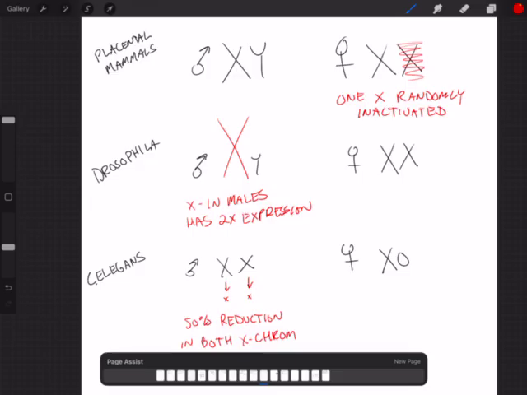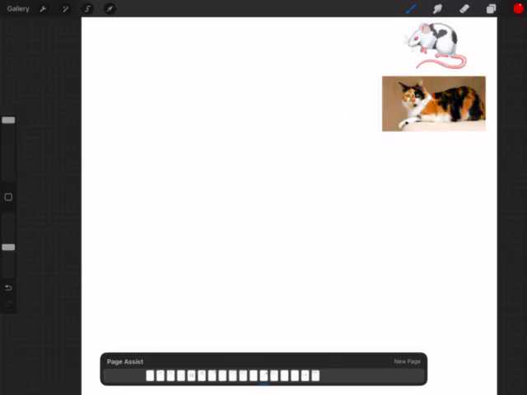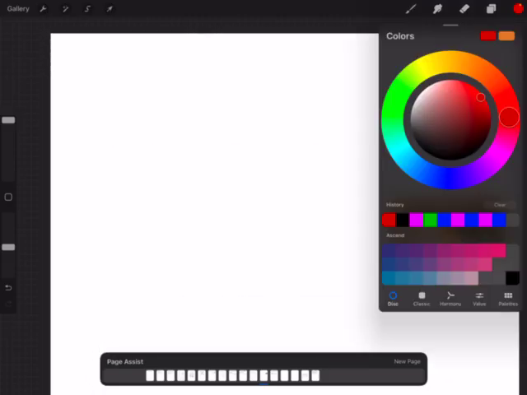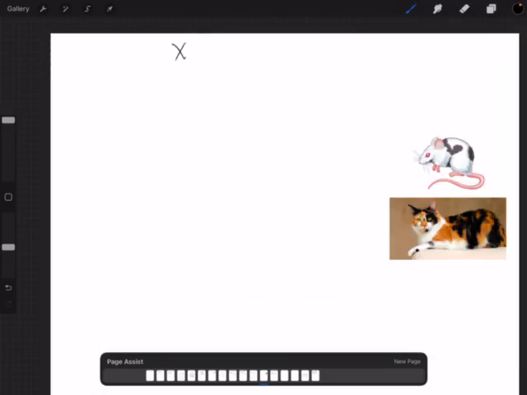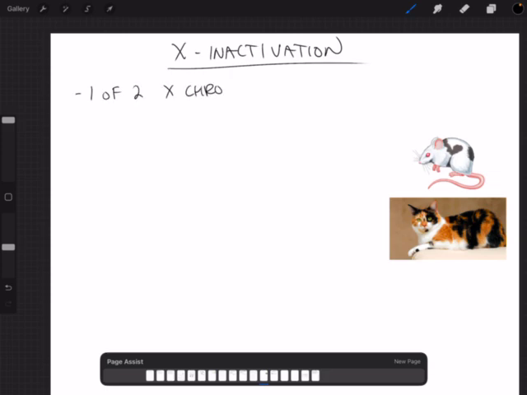We are going to take a deeper dive into X inactivation, since we are ourselves mammals. Okay, so this will be X inactivation. So here we have a situation where one of 2 X chromosomes is going to get condensed into something called a bar body.